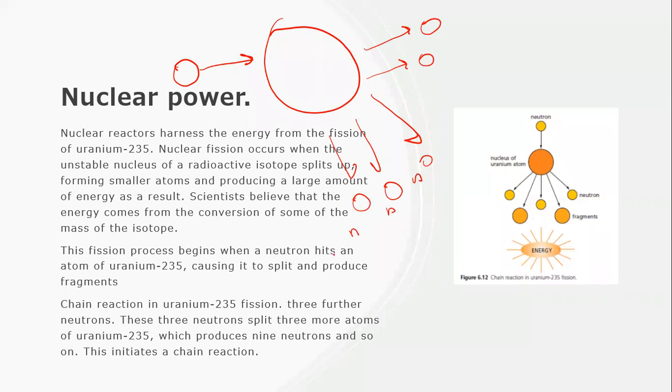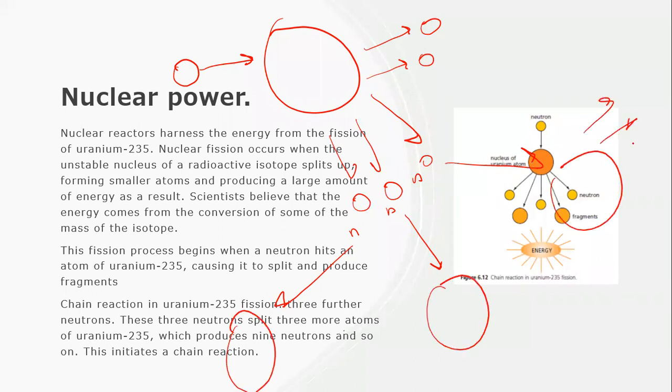Then each neutron is going to go to another piece of uranium, and each uranium will again give you three more neutrons. Then you now have nine neutrons. Those nine neutrons will go and attack nine more uranium, and then you will keep on going. So it's a chain reaction.